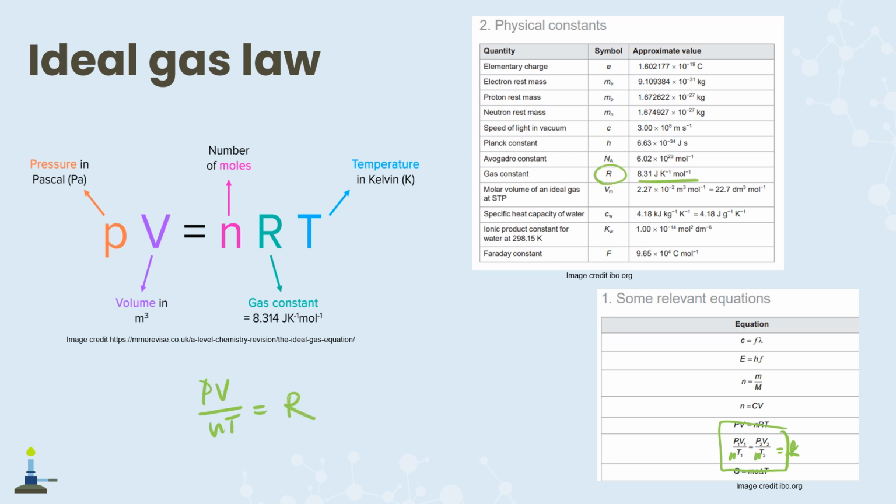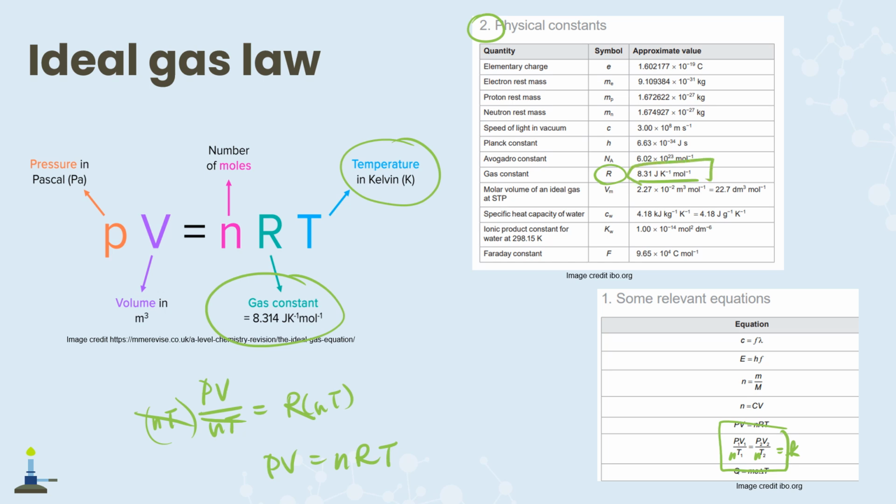It's given to us here in section 2 of our data booklet. And if I multiply both sides by nT, nT cancels out and we're left with PV equals nRT, the ideal gas law. T, of course, must be in Kelvin. Our ideal gas constant is given to us as 8.31 joules per Kelvin per mole, and n is always the number of moles. P and V we have to be super careful of. P is pressure in pascals, and V is volume in cubic meters, not liters, not cubic decimeters, but meters.